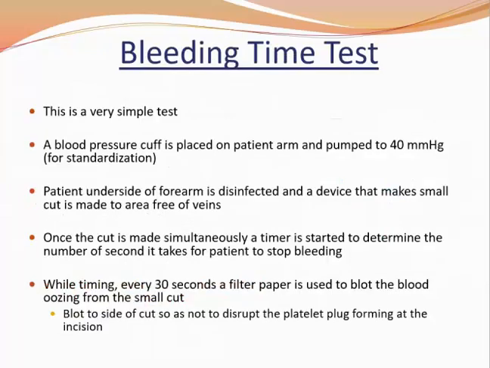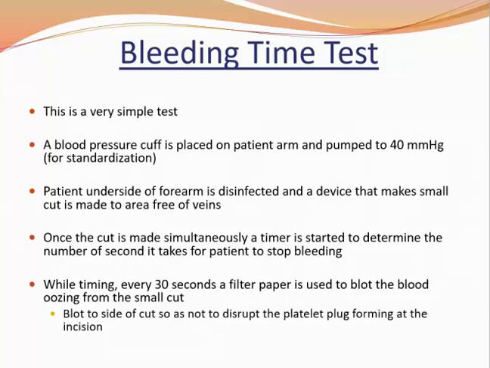Here is the procedure for the bleeding time test. We'll look at some images on the next slide for how it's performed, but let's go through the steps first. This is a very simple test. You put a blood pressure cuff on a patient's arm and you pump it up to 40 millimeters of mercury, and this is just for standardization.